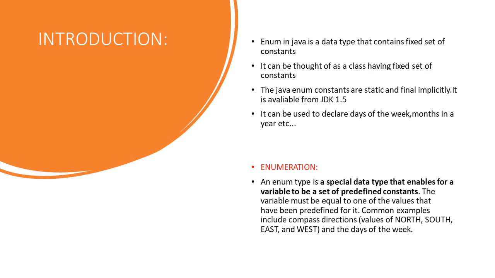What is an enumerator? An enum in Java is a data type that contains a fixed set of constants. It can be thought of as a class having a fixed set of constants. The main objective of enumerators is to represent a group of named constants, and Java enum constants are static and final implicitly.